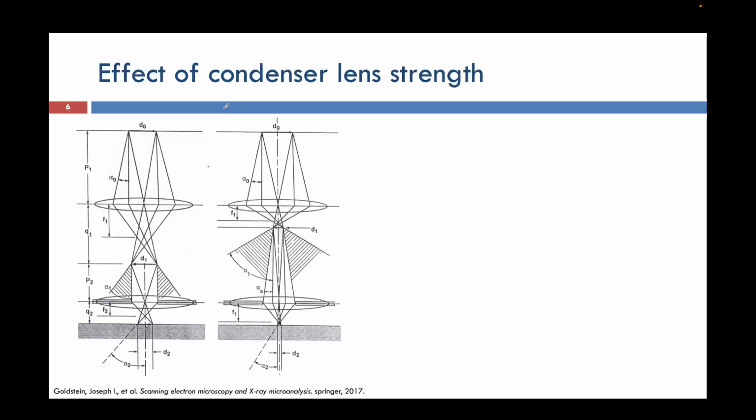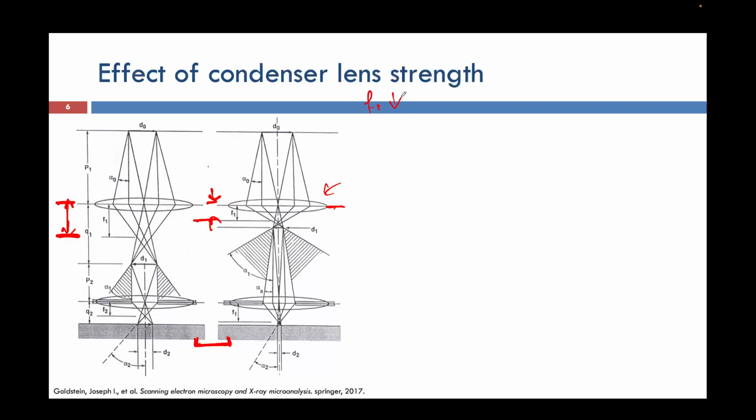Okay. A similar thing if we want to check for the effect of condenser lens strength. Condenser lens strength means here you see now both image, my specimen are not changing. The working distance is not changing. Here you can see earlier the F1 was like this much. Now the F1 has decreased. Why? Because the strength increases. That means this lens will try to focus all the electron beam as close as possible to the lens axis. So that will decrease your F1.